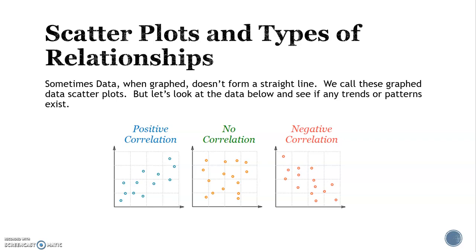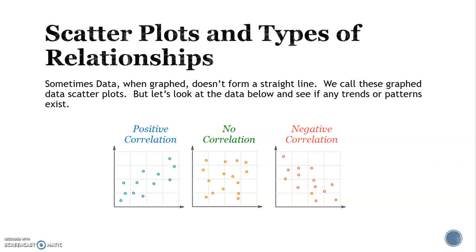The data in the middle that are in yellow, that's really scattered all over. And that doesn't really show any trend. So we say that that has no correlation. The data in red at the end, as you're looking from left to right, as X is getting bigger, we see that the Y values are descending. That's what we call a negative correlation.